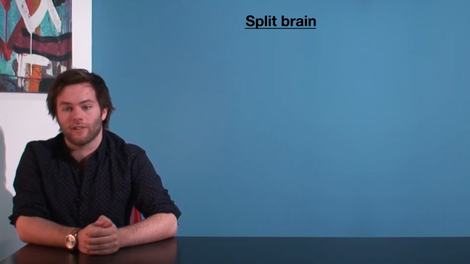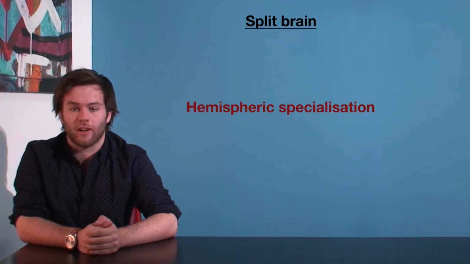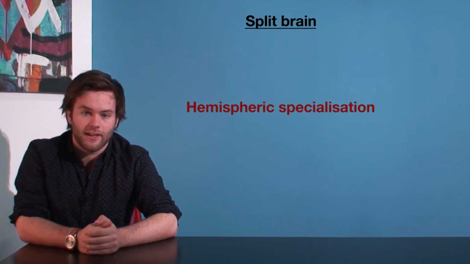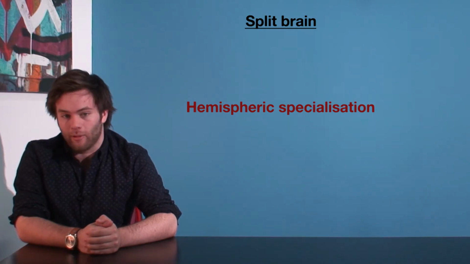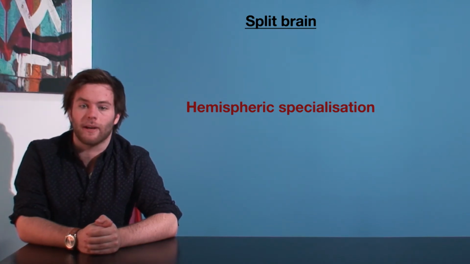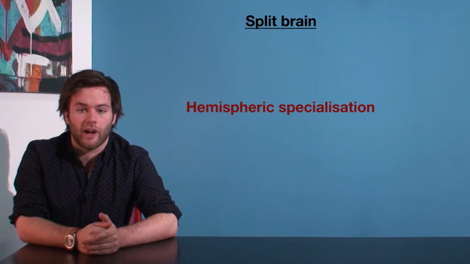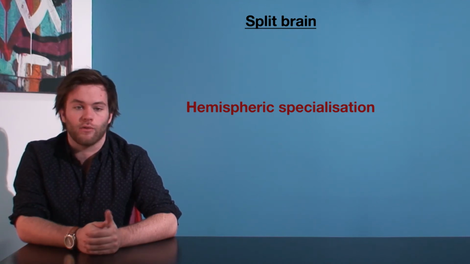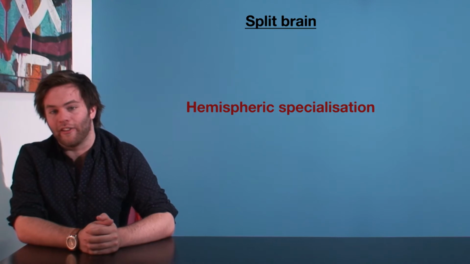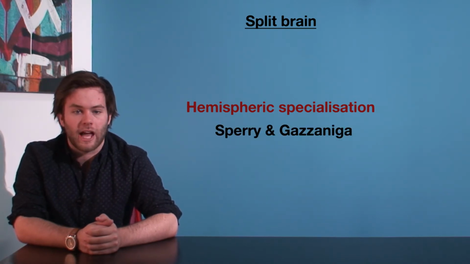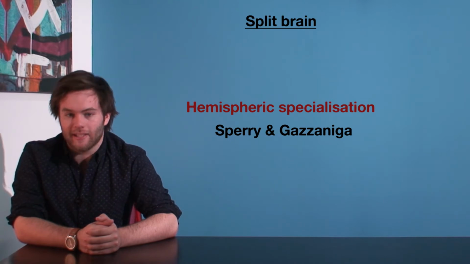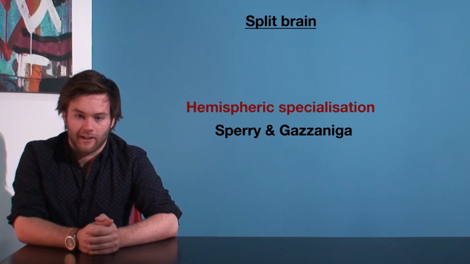A couple of videos ago, we looked at hemispheric specialisation, or lateralisation. That is, the left and right hemispheres being more dominant in various functions. For example, the left hemisphere seems to dominate in verbal tasks, whereas the right hemisphere seems to dominate in non-verbal tasks. The effects of lateralisation were made clear by studies conducted by Roger Sperry and Michael Gazzaniga. These studies were on the effects of split brain.